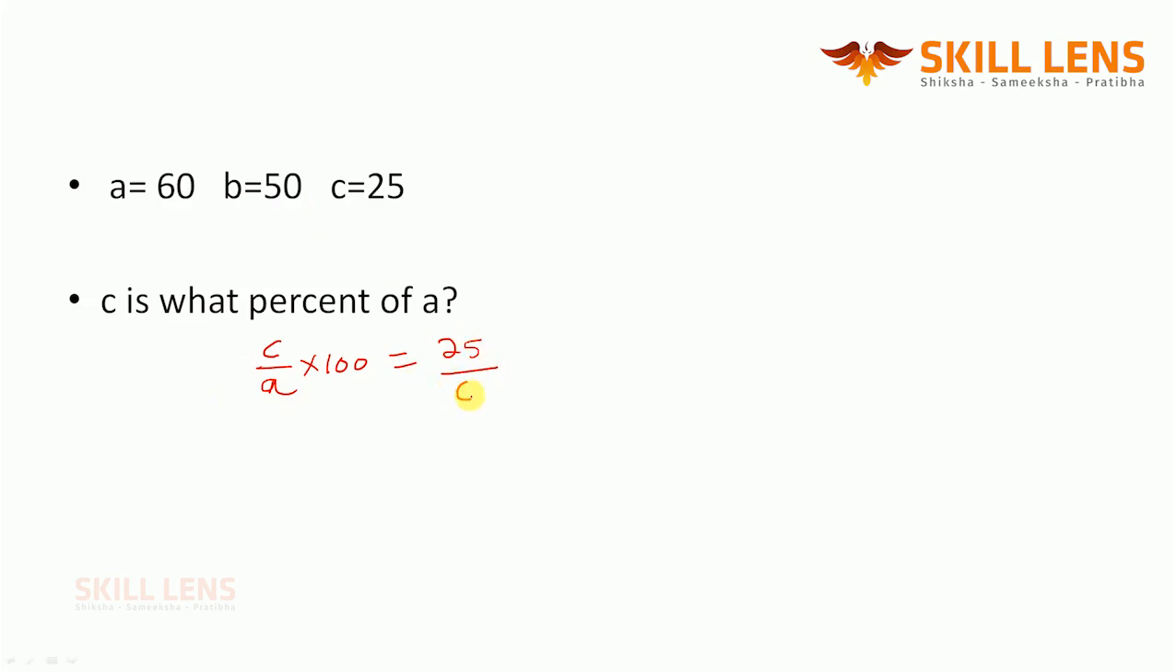A value is 60 into 100. Okay, A value is what? 60. C is what percent of A? Okay, yeah. 5 times, here it will become how many times? 5 by 12. So, if you know the 5 by 12, that is going to be your answer.